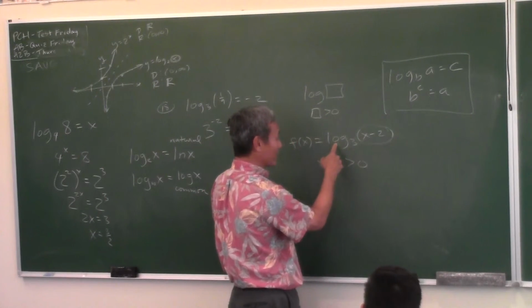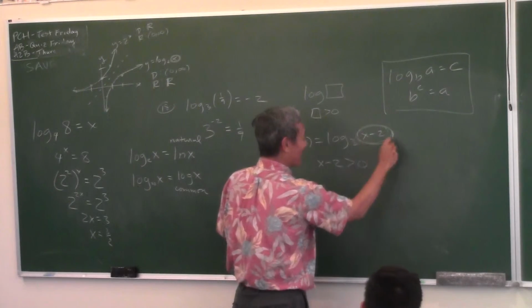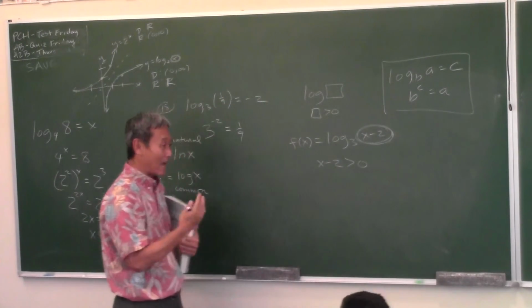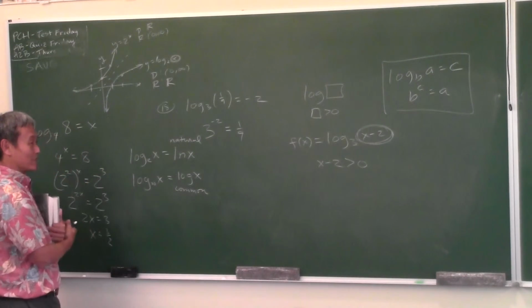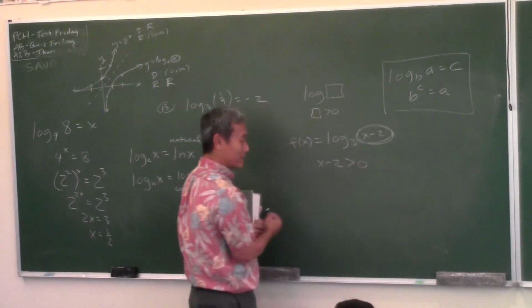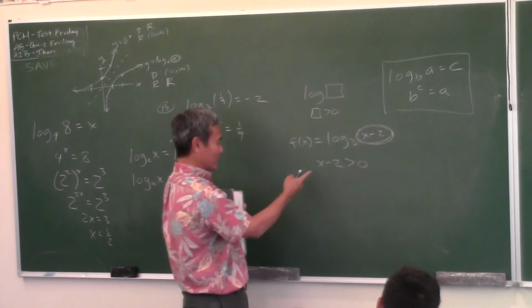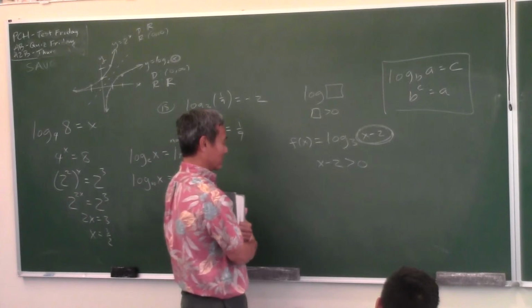Because whenever you have a logarithm, this thing, by the way, is called the argument. This argument has to be positive. It has to be greater than 0, otherwise it doesn't make sense. So whatever you have here, just make it greater than 0, and if you solve it, that will tell you the domain. So how would you solve an easy inequality like this?